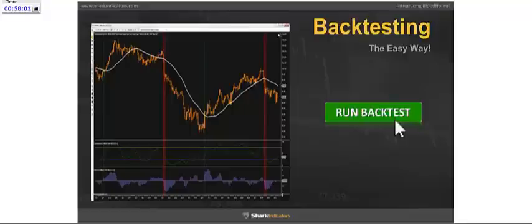But there's no more marking up your charts. There's no more spending a whole bunch of time building systems and then having no way to prove them or to trade them. What we're going to do here is show you a really fast and efficient way to create strategies, test them, and then trade them.